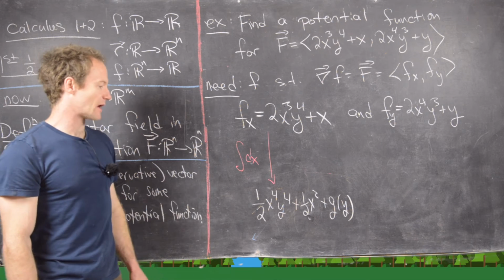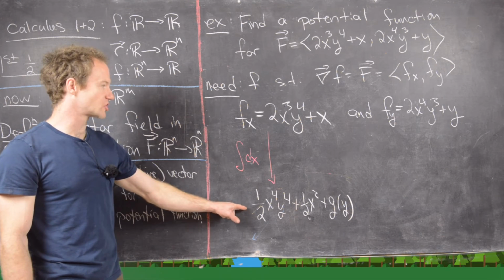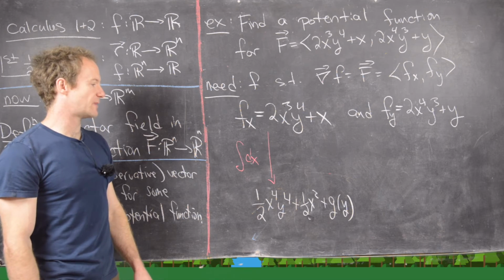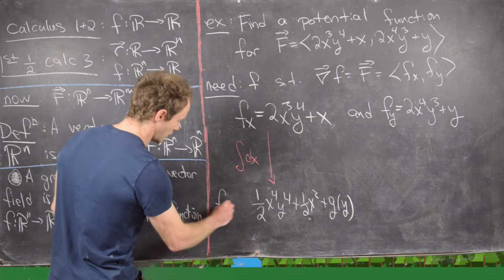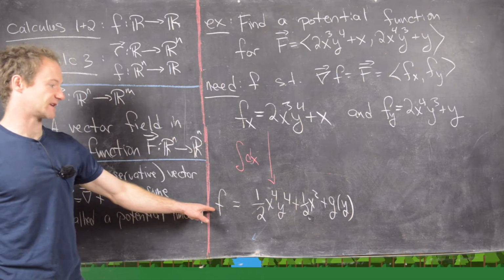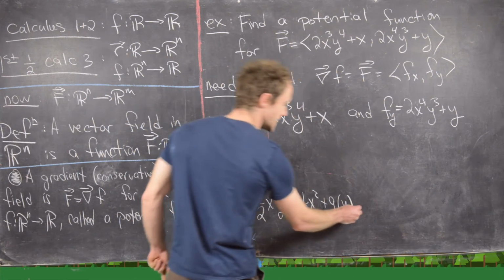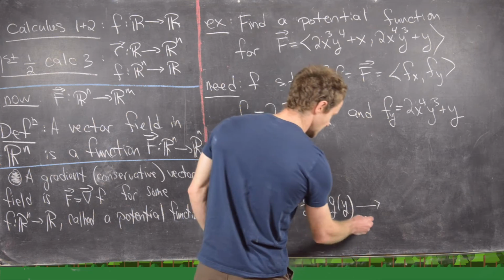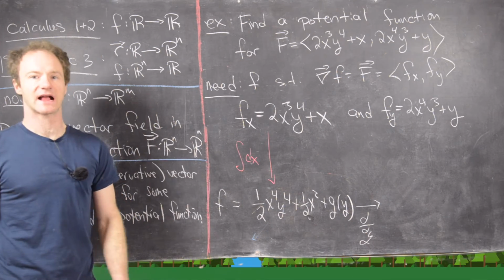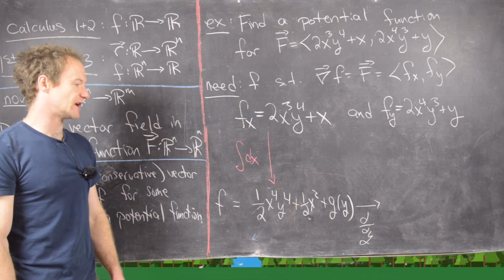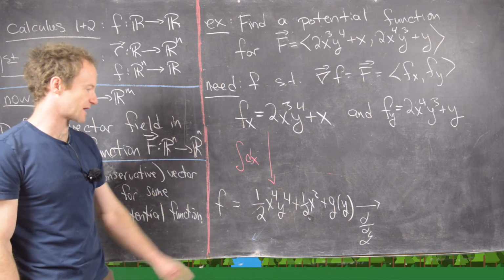Okay, so now what I want to do is take the partial of this with respect to y. Notice this is playing the role of f in this case. So if we take the partial of this with respect to y, that should match with that guy up there. So let's see what we get when we take the partial of this with respect to y.